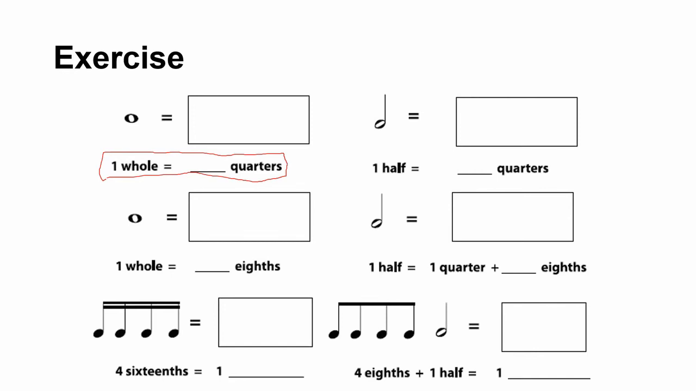Remember, a quarter is 1/4, right? So if you have a whole note, how many quarters make a whole? 4 quarters. Exactly. So a whole note is equal to 4 quarters. Now, what is the symbol of the quarter note?